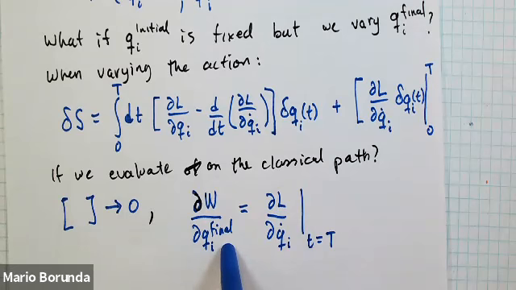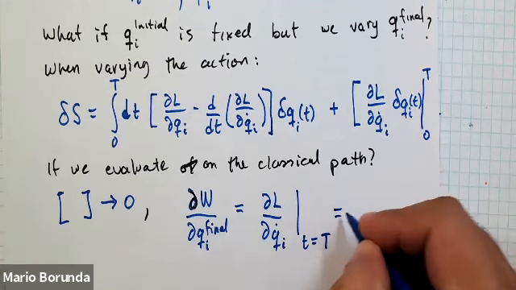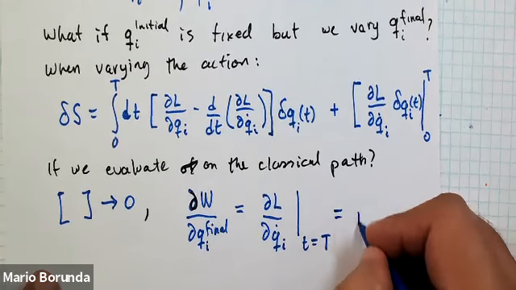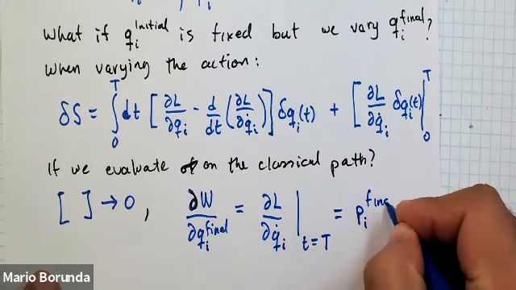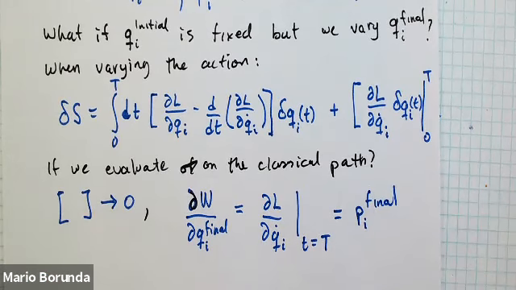Okay. So what is this guy? DL over DQ dot. Right, and then it's evaluated at the last spot, right? So this is the conjugate momentum evaluated in the final position. All right. Awesome. Questions?